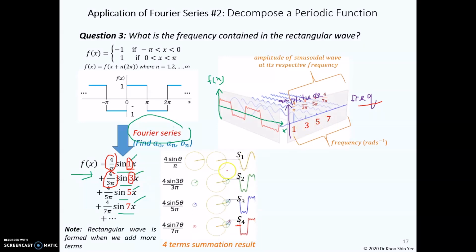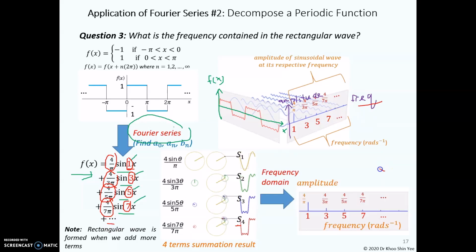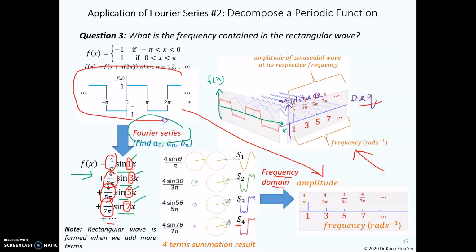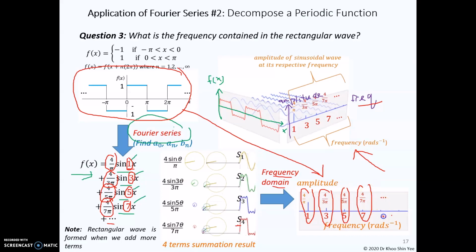For the second term, you have smaller amplitude, which is 4 over 3 pi, and the frequency increased to 3 radian per second. If you continue the same procedure, you obtain the amplitude for the third term to be 4 over 5 pi here, and then the frequency is 5. Lastly, at frequency 7, you have the amplitude 4 over 7 pi here, and so on. If you look at this domain, which is the amplitude versus the frequency, you obtain the frequency domain. And this tells the frequency contained inside this rectangular wave, which is 1, 3, 5, 7, and so on until infinity. So these are the frequencies.